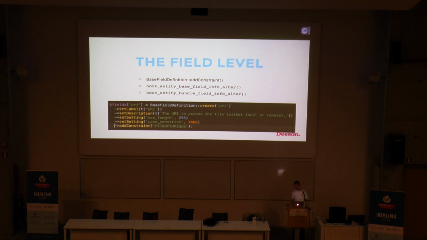Or if you can't control it, again, you have two hooks to change them. You can change the properties in base field info alter, or you can change the bundle fields, which are usually configurable fields and other stuff like that, in hook entity bundle field info alter. And again, you just grab what you need and you call add constraint. It's that simple.